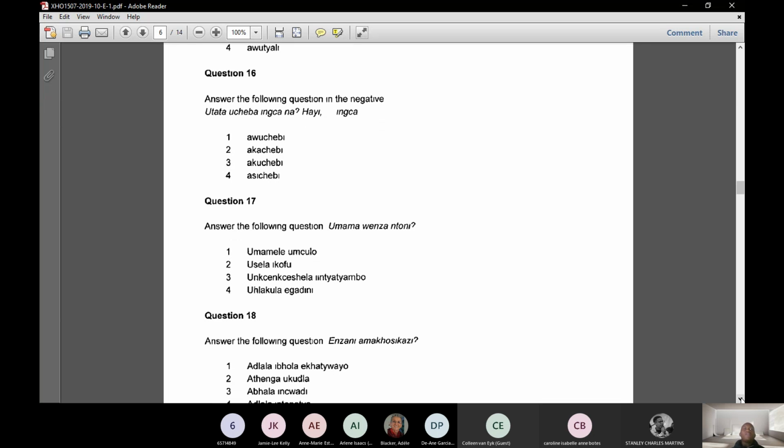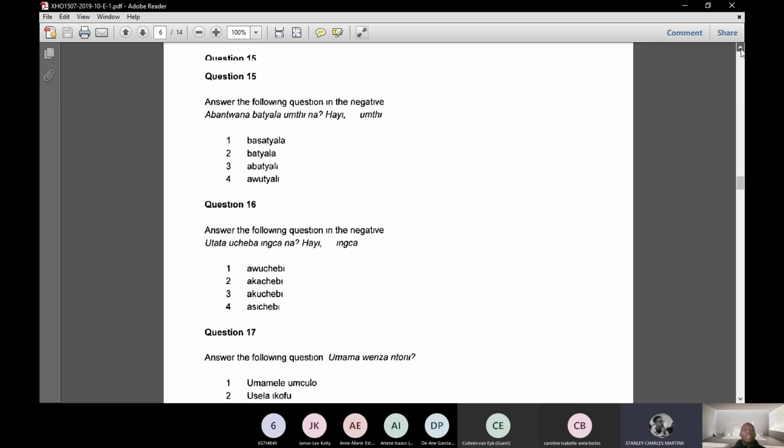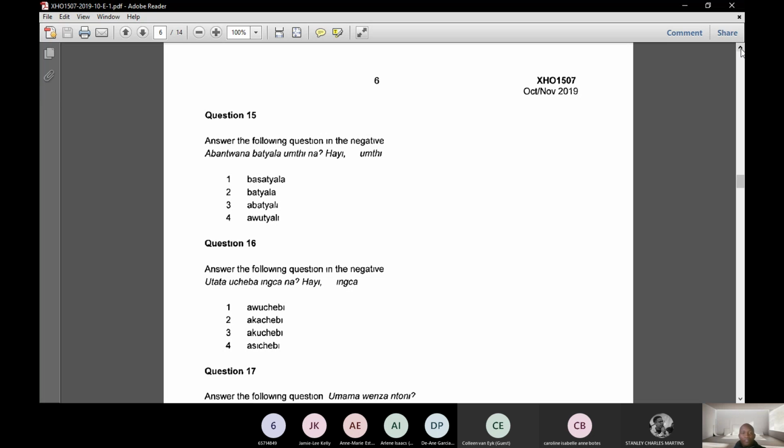Question number 16. If you don't understand number 15, I can explain. Yeah, please, sir. I don't understand that one. Okay. Last week in last week's session, we said the rule for the negative verbs. You add the letter A in the beginning, and you change the last vowel into I. So batyala. Negative verbs express what the person is not doing.